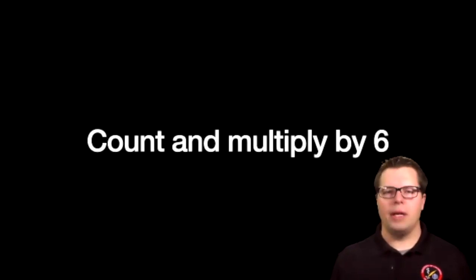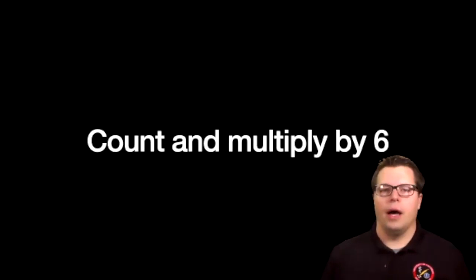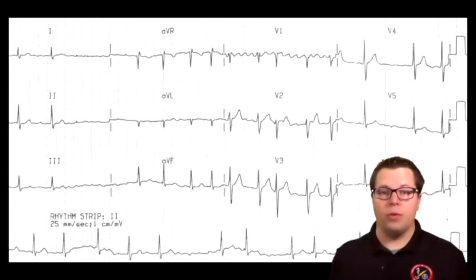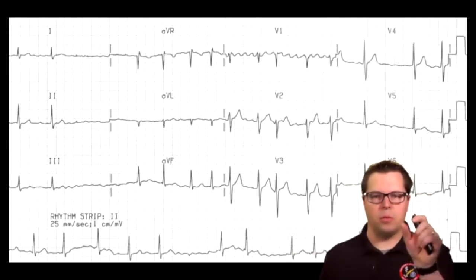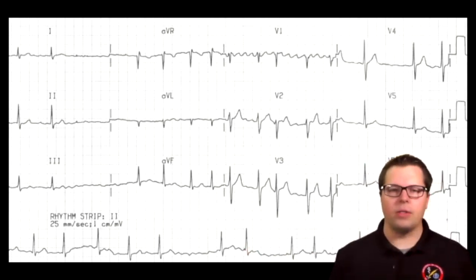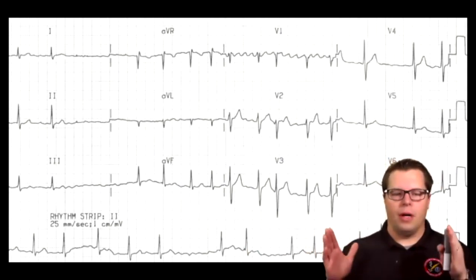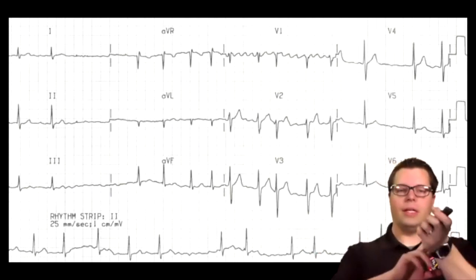That gives you how many complexes there actually are in 60 seconds. And that will work to determine the actual rate. That gives you a better approximation of the rate itself, because it's not based on the space between each individual beat that's kind of mathematicized out. It is the actual number of complexes that occurred in that 10-second period. It's literally just like taking a pulse.